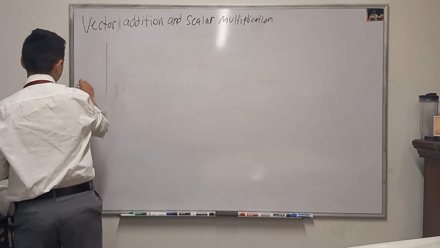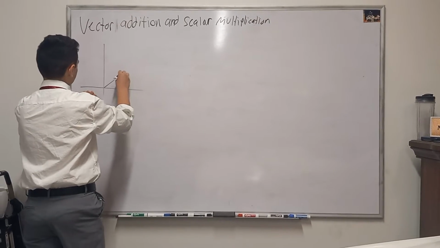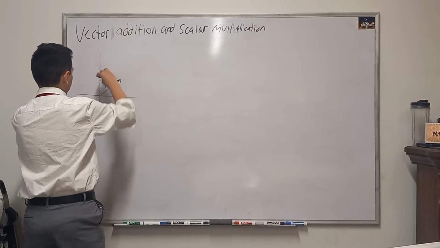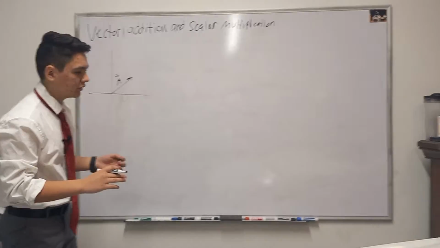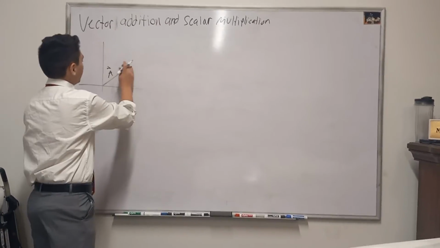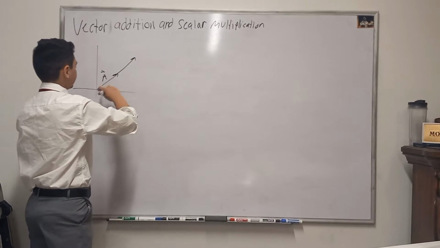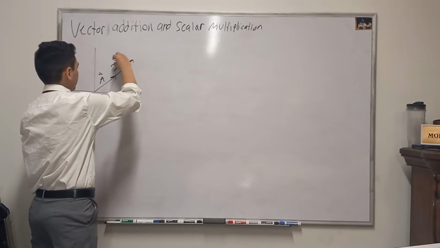So let's say we have vector A. Okay, so this is A. And we want to scale it by 2. What scaling means is pretty much multiplying it by 2. So we want to extend this out another time. So we do the same length. We have 2 times, or 2A. Okay.